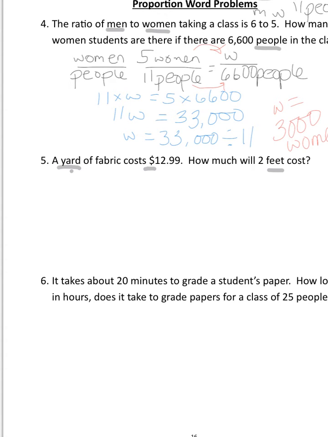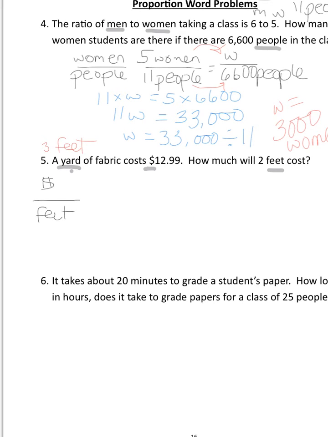Now we're asked how much it costs, so we know that we're going to have money, and we know that money comes first, so money goes on top. So what unit could we put in the bottom? We either have to convert yards to feet or feet to yards. Well, I happen to know that 1 yard is 3 feet. So if 1 yard is 3 feet, we can compare money to feet now.